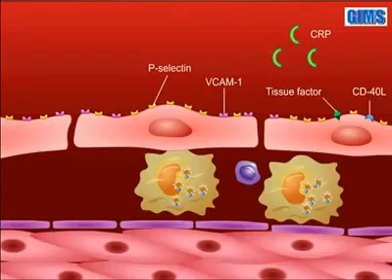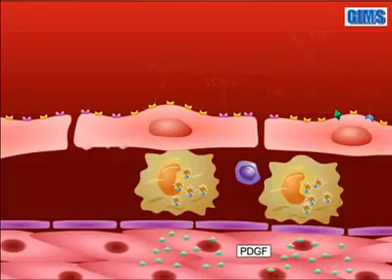CRP is produced by the liver in response to IL-6. IL-6 plays an important role in the inflammation and activation of adhesion molecules. Thus, the inflammatory process is established.